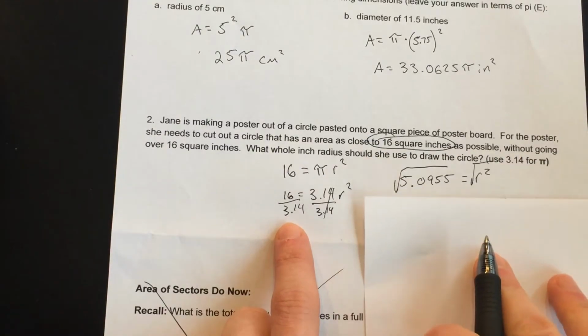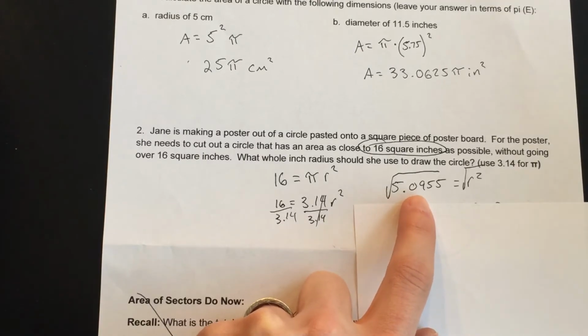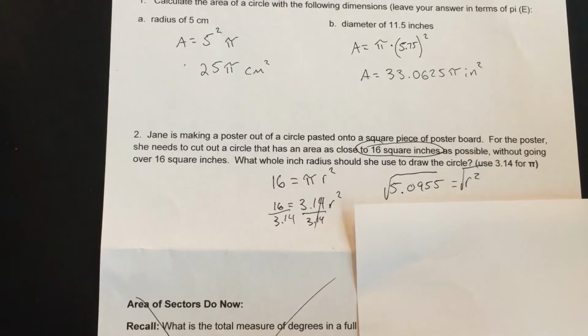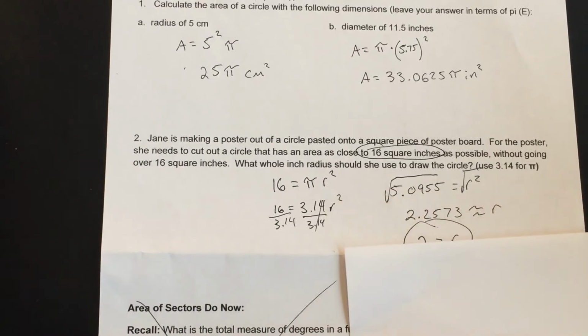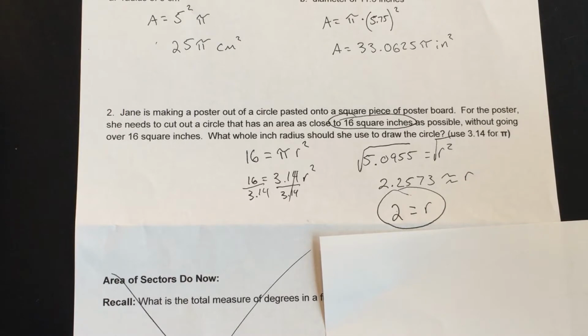In doing that, we would get 5.0955. Now that's a rounded answer as well, but eventually I'm going to round to the nearest whole inch anyway, so 4 decimals is more than enough for now. I need to take the square root of each side in order to determine that the radius would be 2.2 and change, but we would round our answer to 2 because the question asks what whole inch radius it would be. Okay? Now, we're going to move on to the area of sectors.